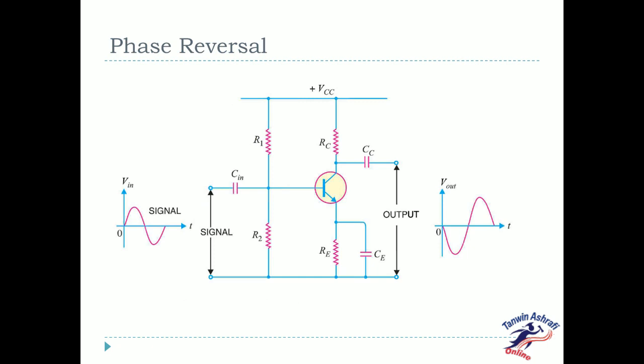Phase reversal circuit. In a common emitter junction, when the input signal voltage increases in the positive sense, the output voltage increases in the negative sense, and vice versa. In other words, there is a phase difference of 180 degrees between the input and the output. This is known as phase reversal. You can see we are providing the input like this, and the output we get is amplified but in the opposite direction, with a 180 degree phase shift.